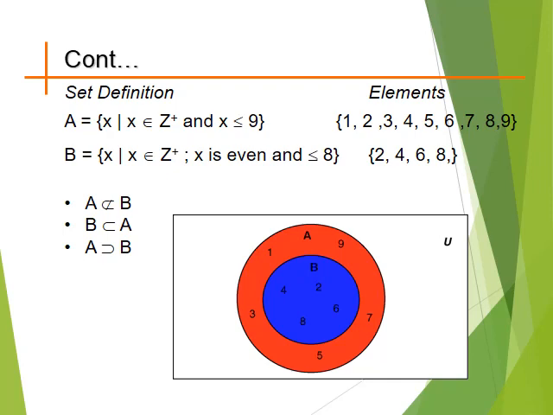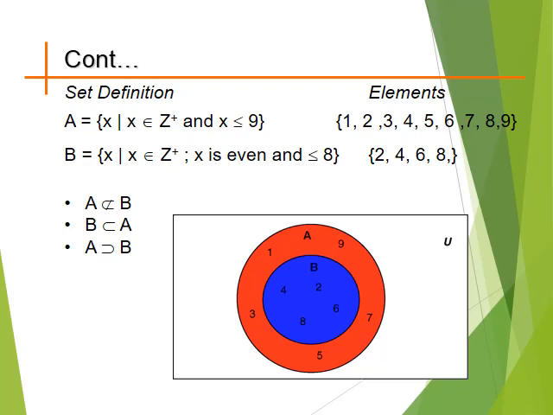This example shows that again A set contains all integers which are positive and x is less than or equal to 9. So we can write 1, 2, 3, 4, 5, 6, 7, 8 and 9. And B set contains positive integers such that x is even and less than or equal to 8. So we have to write even numbers which are positive integers and less than or equal to 8. That we can write as 2, 4, 6 and 8.